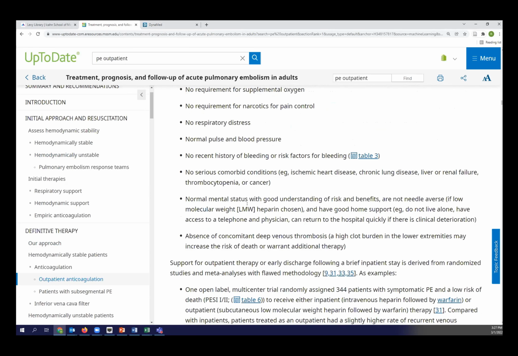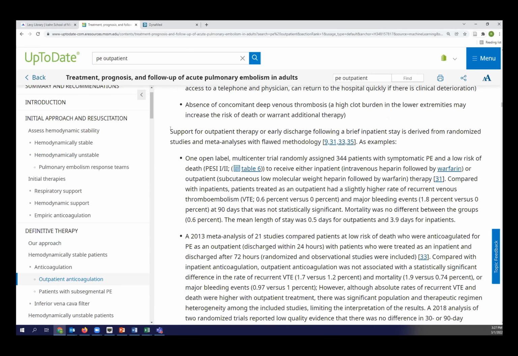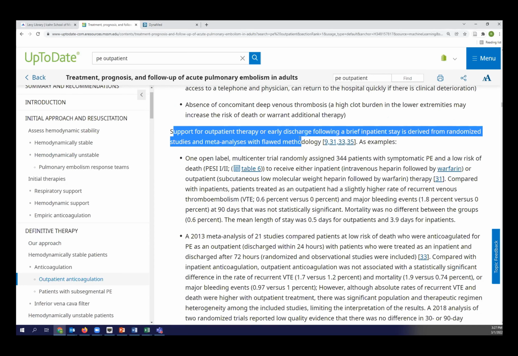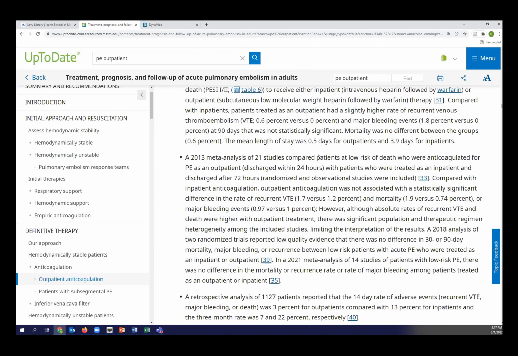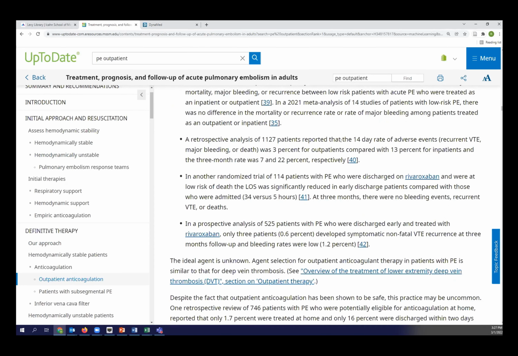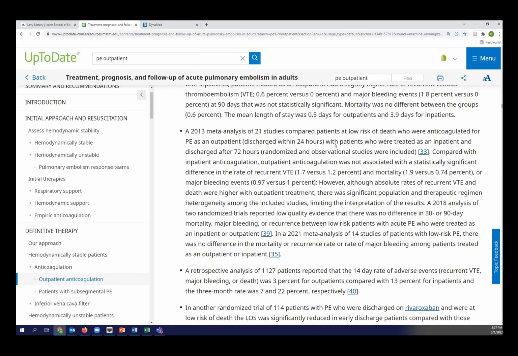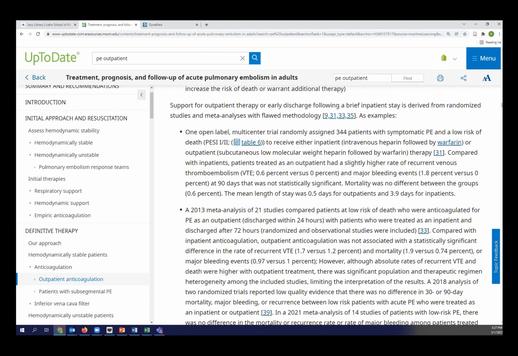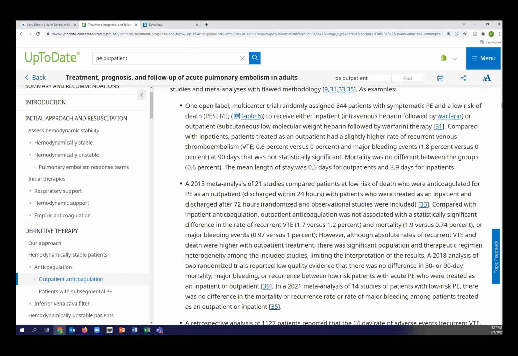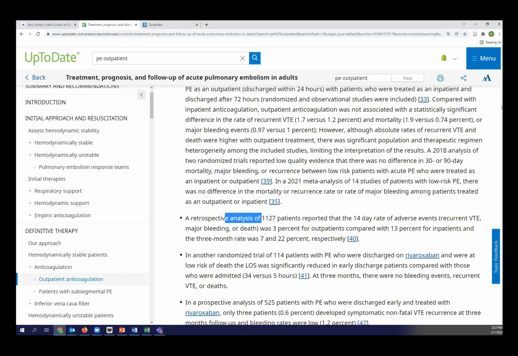You'll see if I scroll down a little bit, this particular section of this UpToDate entry does give us a not insubstantial rundown of the evidence. And you can see here they're talking about one RCT with 344 patients. They're talking about a 2013 meta-analysis. Then they're talking about a cohort study and then another RCT.